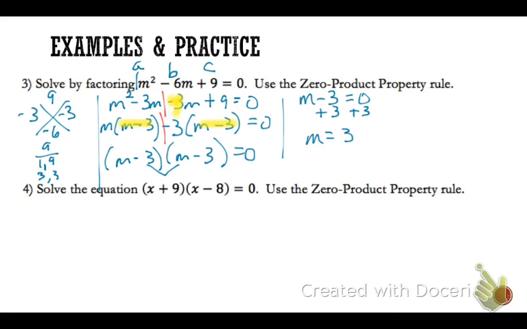Now number 4, notice this is already factored for us, two things multiplying together. So all we need to do now is just set each of these equal to 0 and solve. So subtract your 9, add your 8. So sometimes you'll get polynomials that are already factored, so we just jump right to using our zero product property rule and solve.